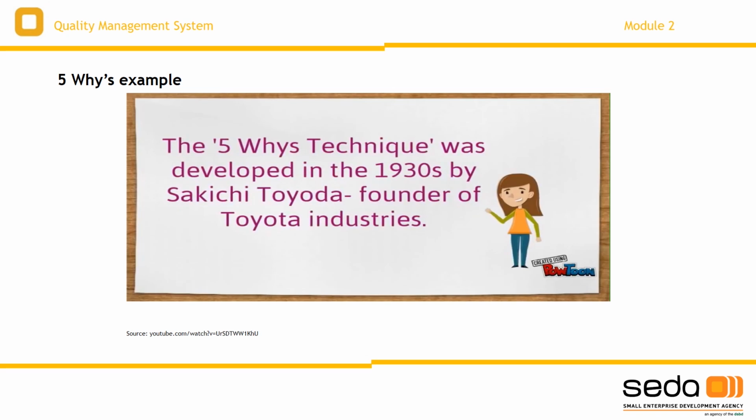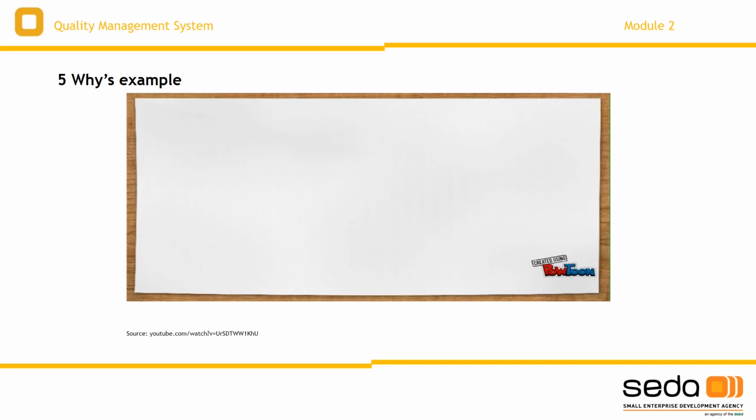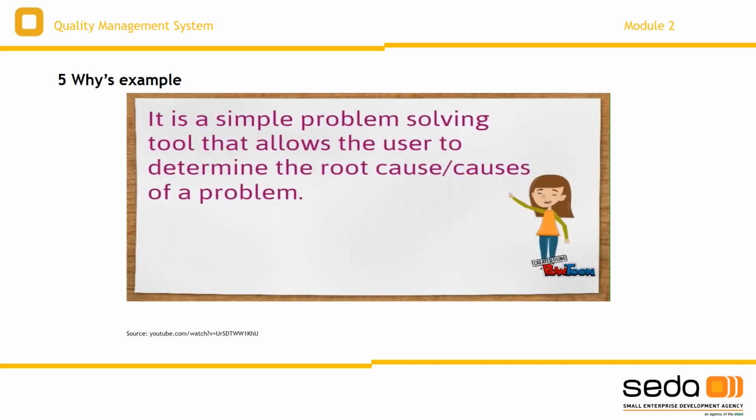The Firewise technique was developed in the 1930s by Sakichi Toyoda, founder of Toyota Industries. It is a simple problem-solving tool which allows the user to discover the root cause or causes of a problem by asking the question why 5 times.